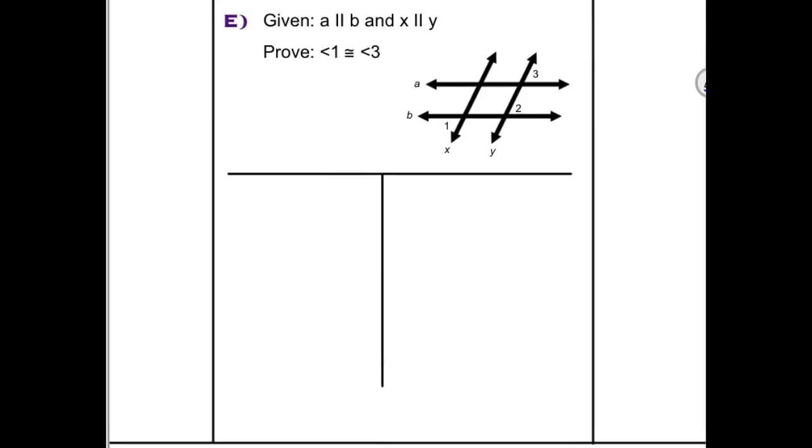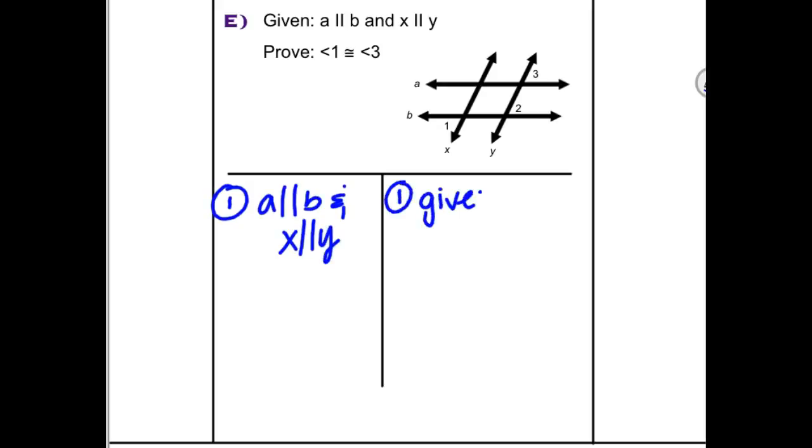Now we've got double transversals. We start off with saying that line A is parallel to line B and that line X is parallel to line Y because that's what's given to us. Then we need to get to angle 1 being congruent to angle 3. I know that because line A is parallel to line B, using Y as our transversal, angle 3 is congruent to angle 2 because they are corresponding angles.